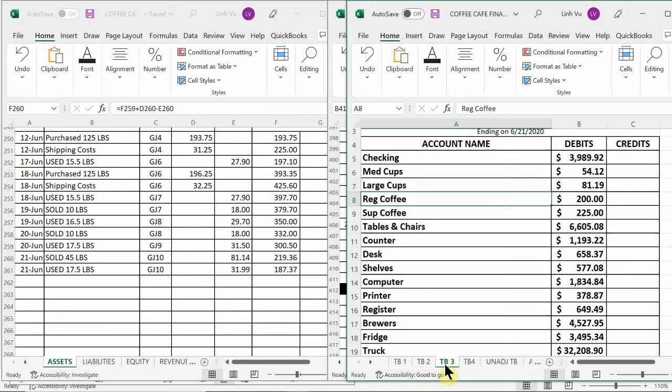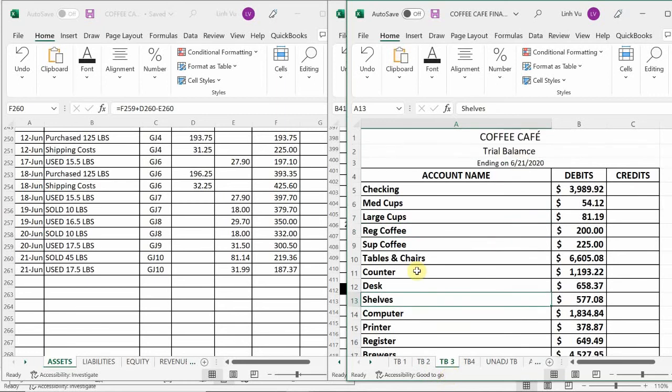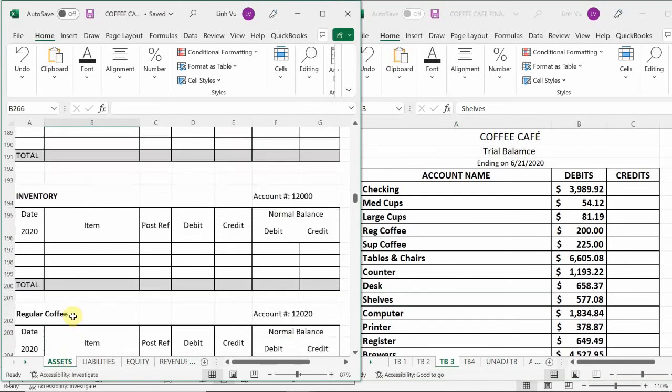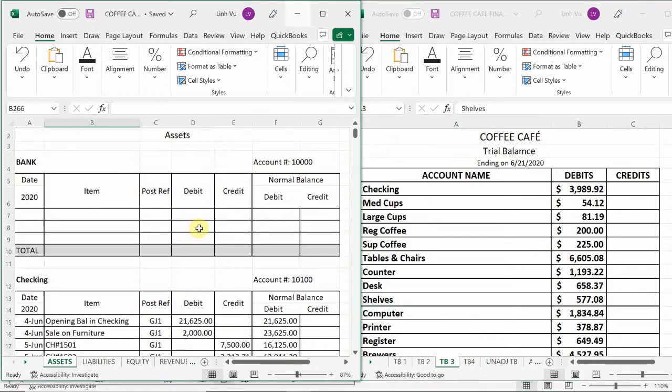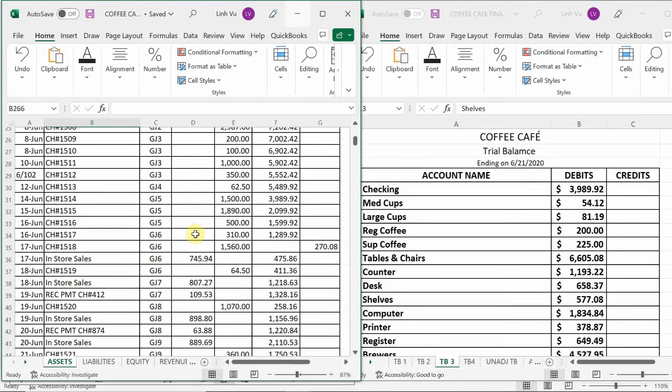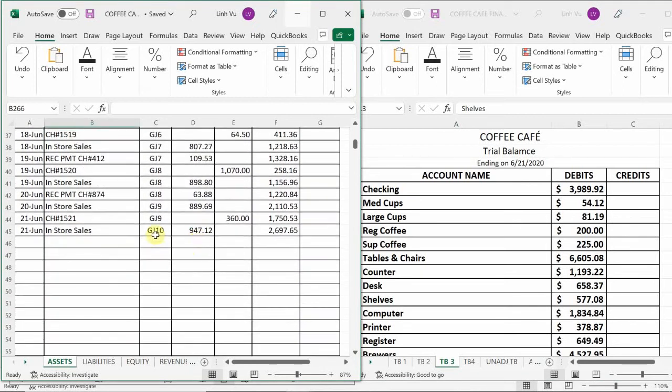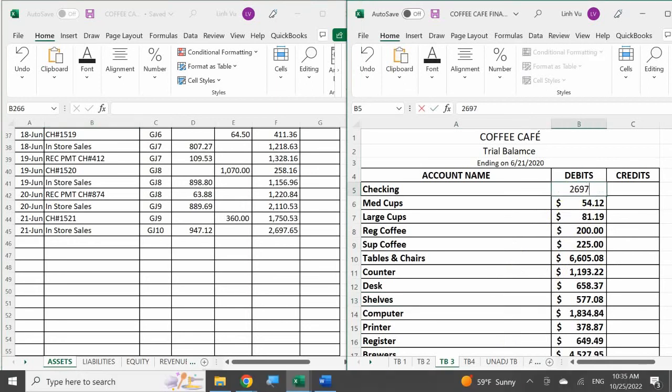Okay, so in this case, I need to ensure I'm on the correct one, so trial balance number 3. And we're going to go ahead and go through every single account, starting with my checking account. Now, because we started our sales, we're going to be inserting a lot of cells in between. So let's take a look at the first one, my checking account. What is my current ending balance in my checking account? 2,697.65. Okay, good.